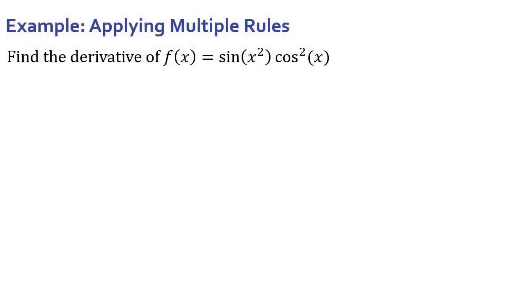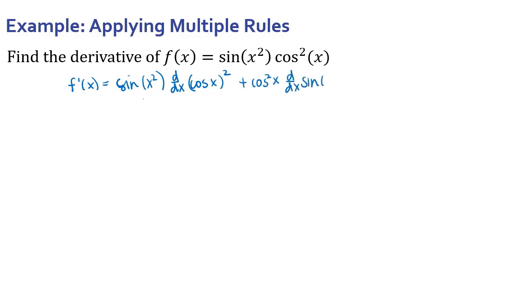Okay, let's look at this one. So again, I'm going to have to do that product rule. So I've got the derivative is the first function, so sine of x squared, times the derivative of the second. I'm going to write it like this so you can see that we're going to have to use the chain rule, plus the second times the derivative of the first.